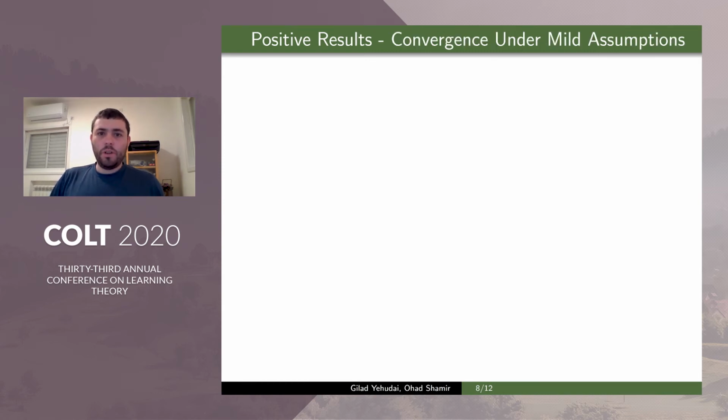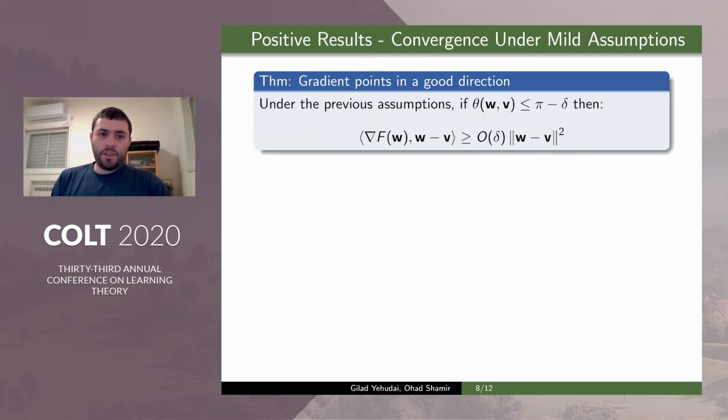Okay, what can we show under these mild assumptions? The first theorem we show is that the gradient, in a sense, points in a good direction. Under the previous assumptions, if the angle between W and V is smaller than pi minus delta, then the gradient of f at W times the direction of W minus V, which is the direction that we want to move towards, is larger than order of delta times the distance between W and V. So in a sense, it means that if the angle between the vectors is not close to pi, then the gradient will point in the direction that it should point to, which is in the direction of the minimum.